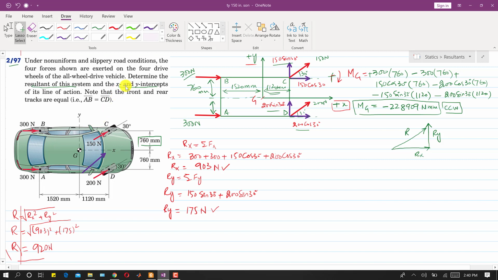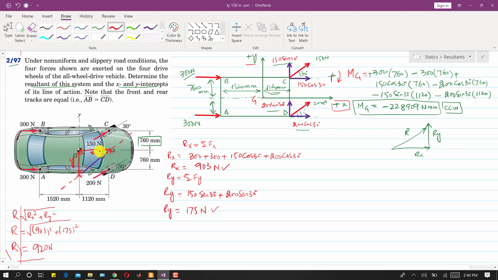Now we are asked to find the x and y intercept of its line of action. So let's suppose I extend its line of action, so this is its line of action. This will intersect at this point, and this will intersect at this point. Let's assume this is the x distance, and this is the y distance from this G point. So this is the x intercept and this is the y intercept.